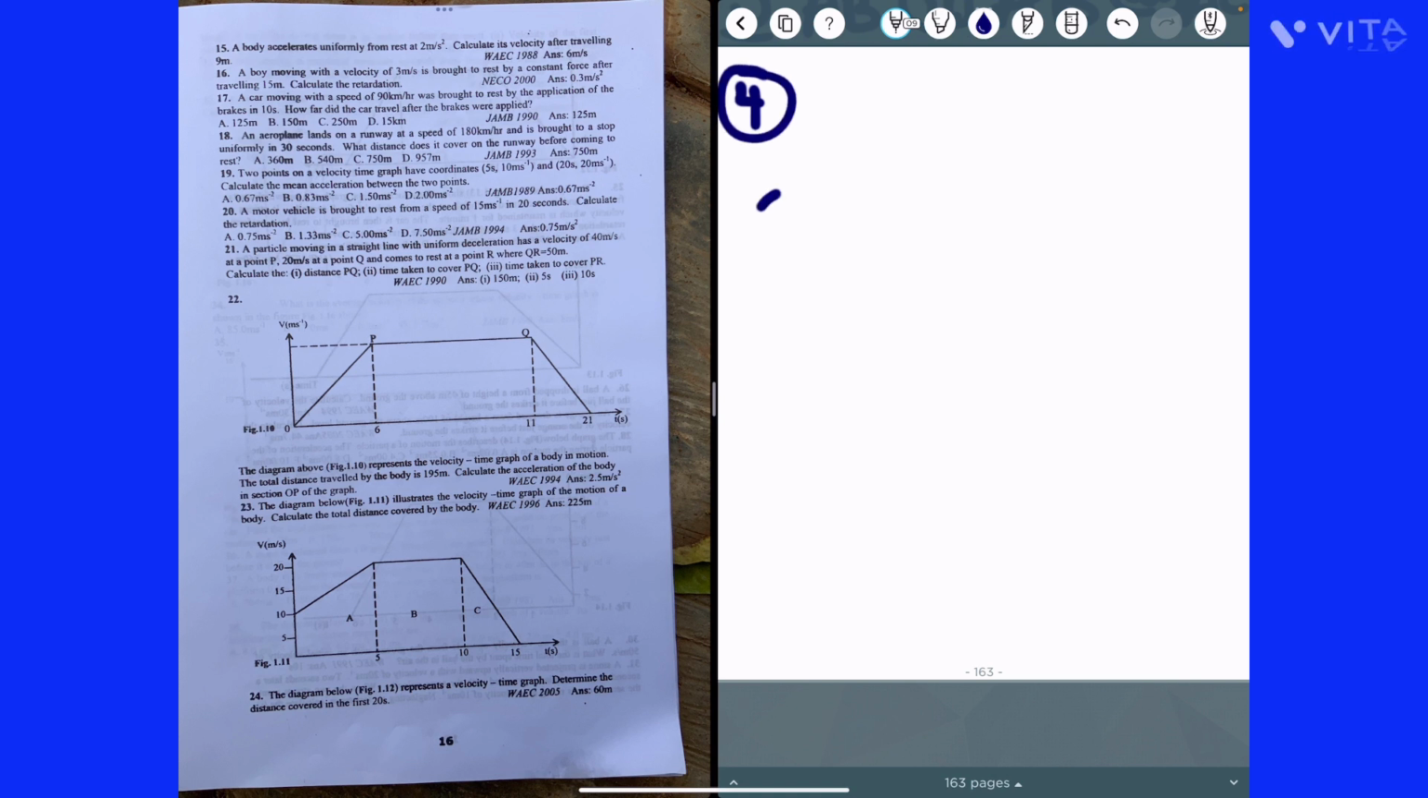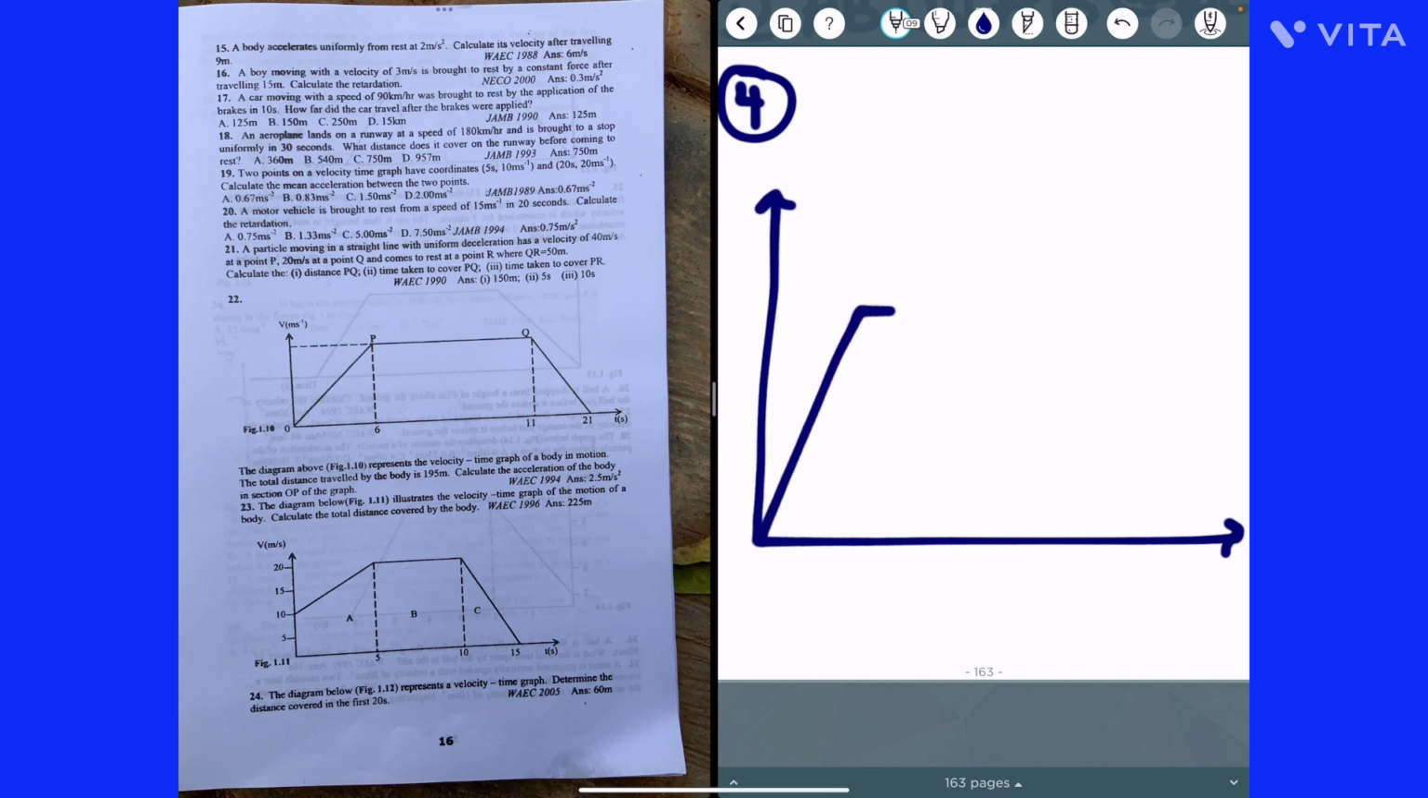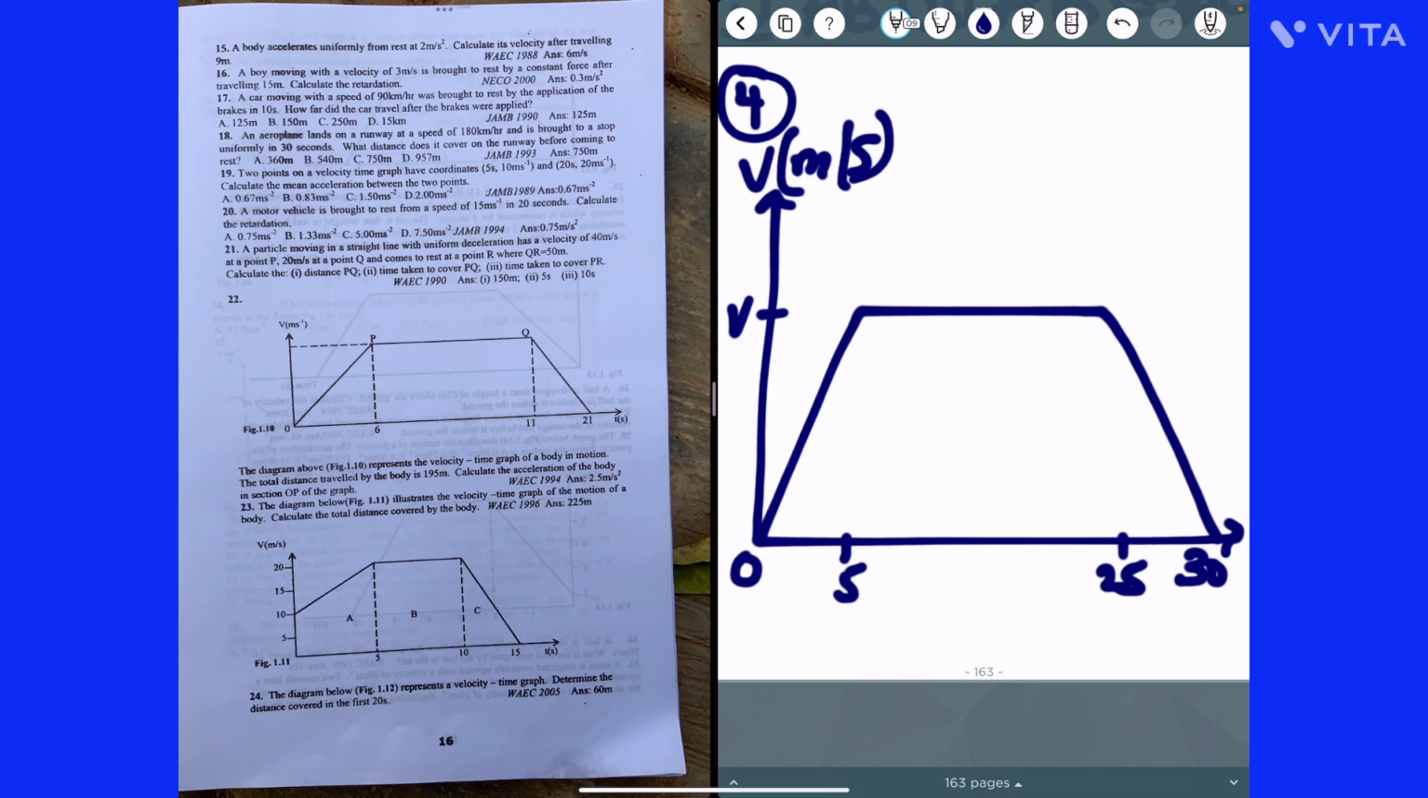Now, question 4. I'll draw a velocity time graph for question 4. The diagram above represents the velocity time graph of a body in motion. The total distance traveled by the body is 240 meters. Calculate the acceleration of the body in section OM. So make that your classwork.